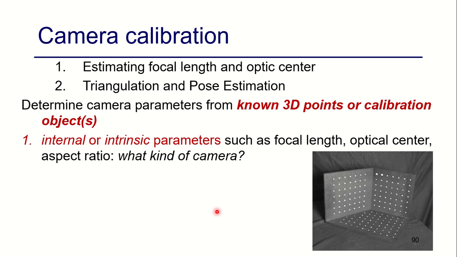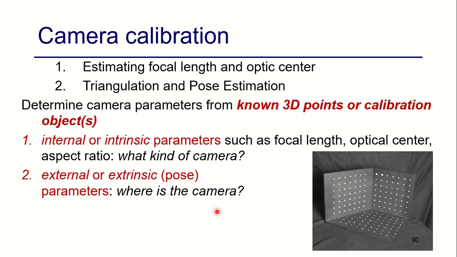So for this, how will we note down all these 3D points or calibration? So you deal with internal or intrinsic parameters such as focal length, optical center, aspect ratio, and by which kind of camera you are going to use. Next is the external or extrinsic camera, which is used for pose estimation. So here the parameters describe where the camera is and how we can do this.